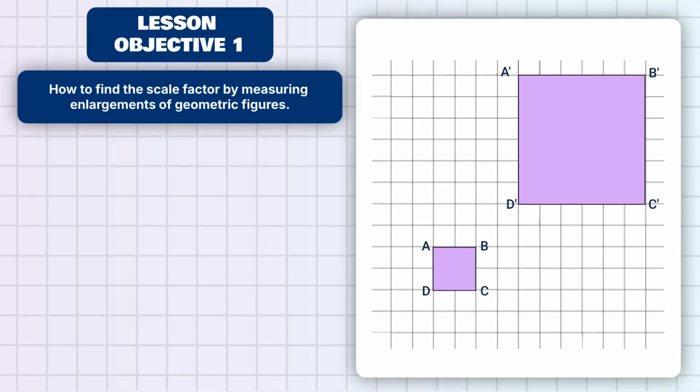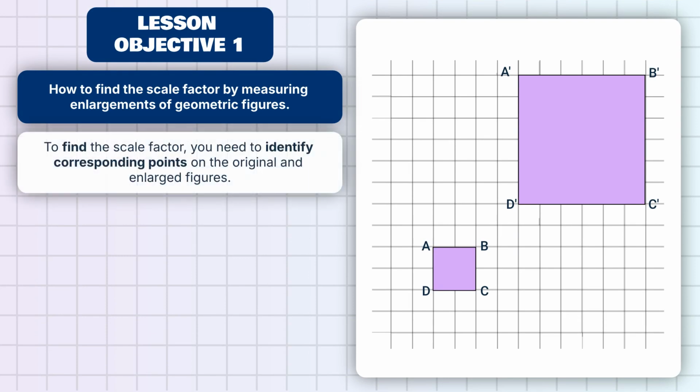Now let's break down the process of finding the scale factor. To find the scale factor, you need to identify corresponding points on the original and enlarged figures. Corresponding points are pairs of points that represent the same location on both figures. For instance, if point A on the original figure corresponds to point A prime on the enlarged figure, and point B on the original figure corresponds to point B prime on the enlarged figure, these are corresponding points.